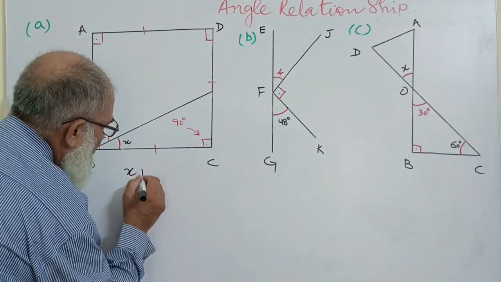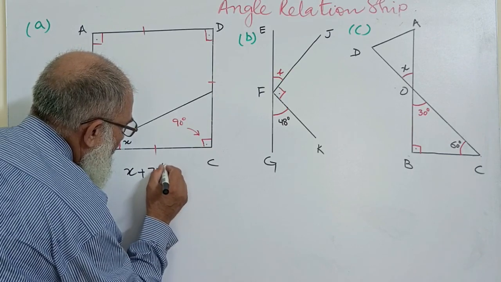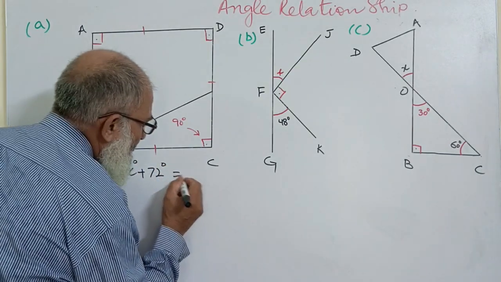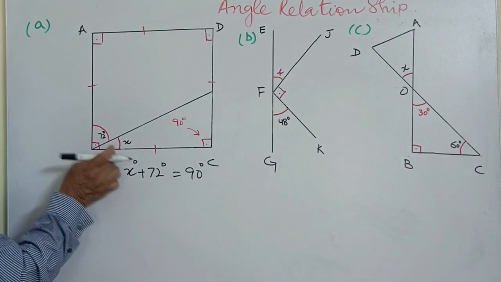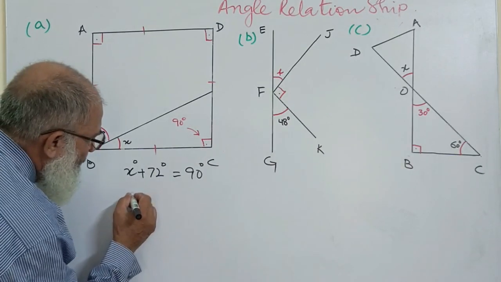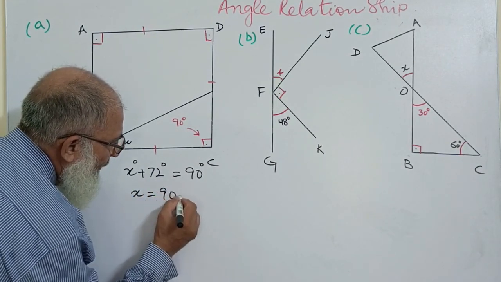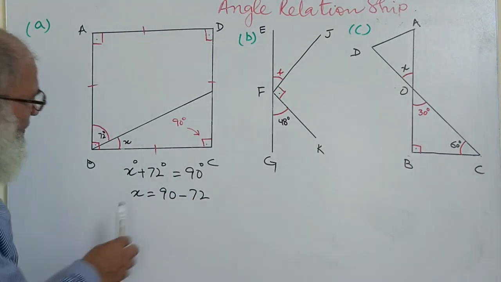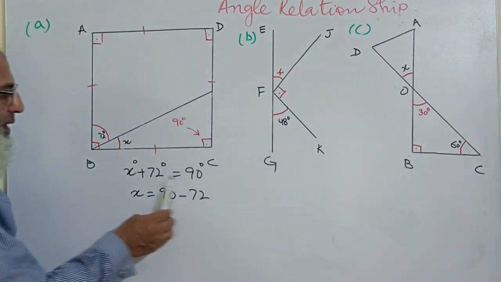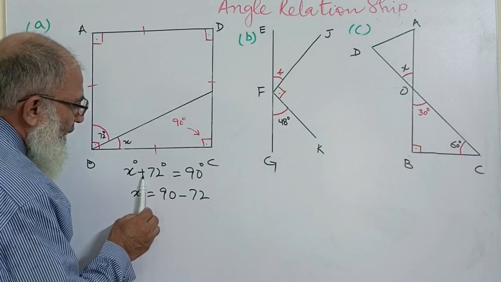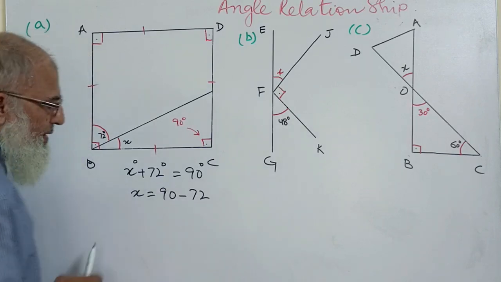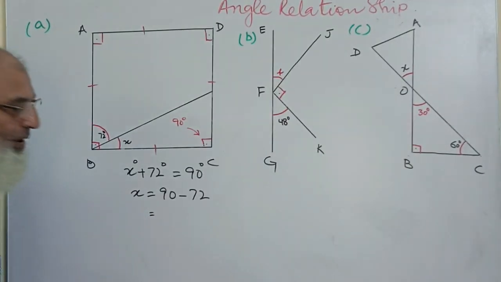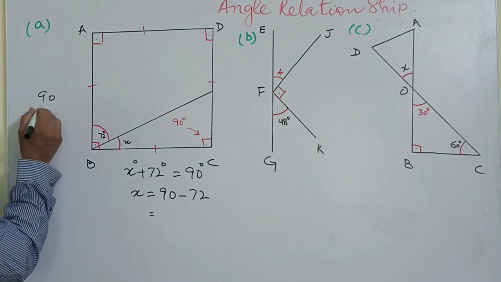So x plus 72 degree is equal to 90 degree, because these are complementary angles. So what we do, x is equal to 90 minus 72. This is the simple algebraic way to find it: when you have a right hand side and a left hand side, you can just bring any of the things over here by changing its sign. So what does it become? 90 minus 72.